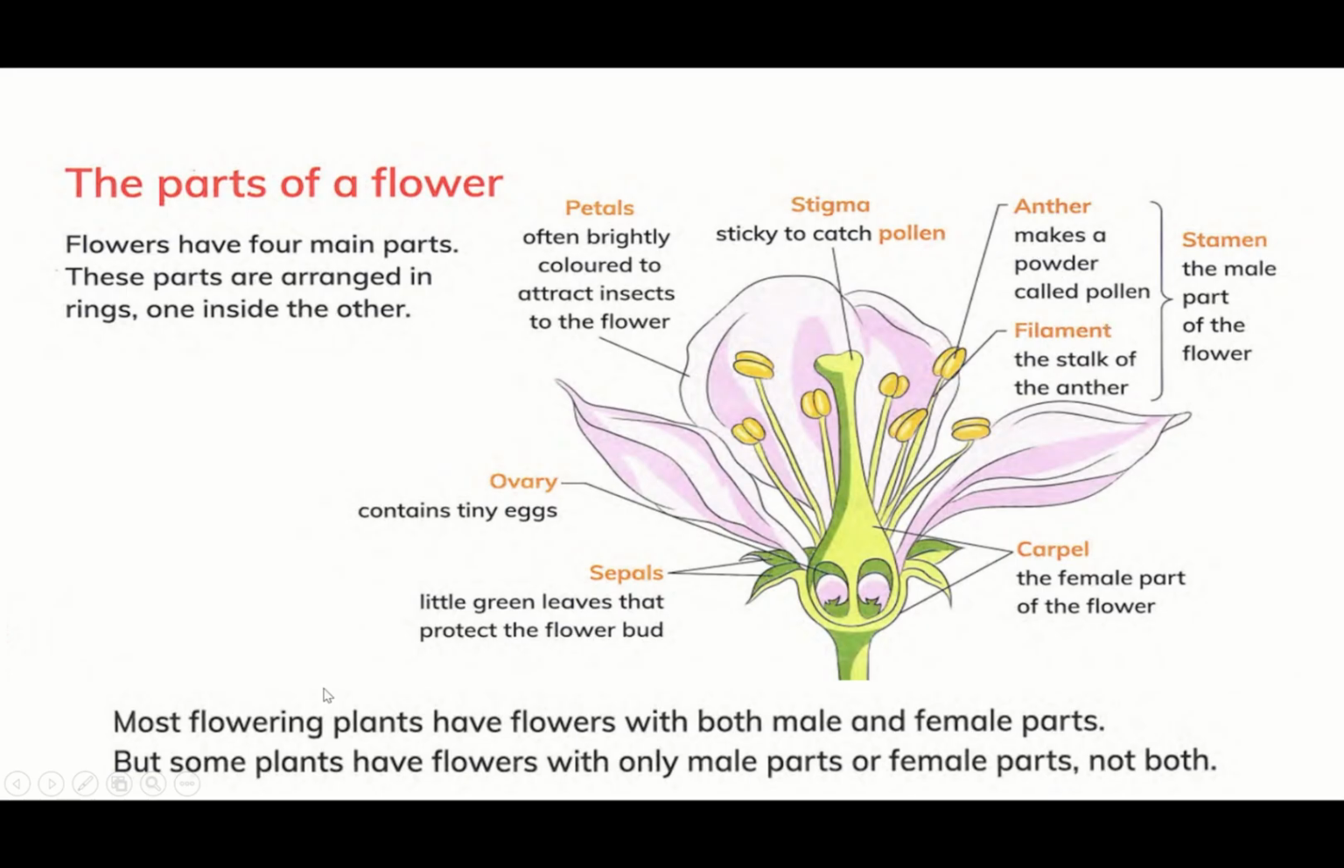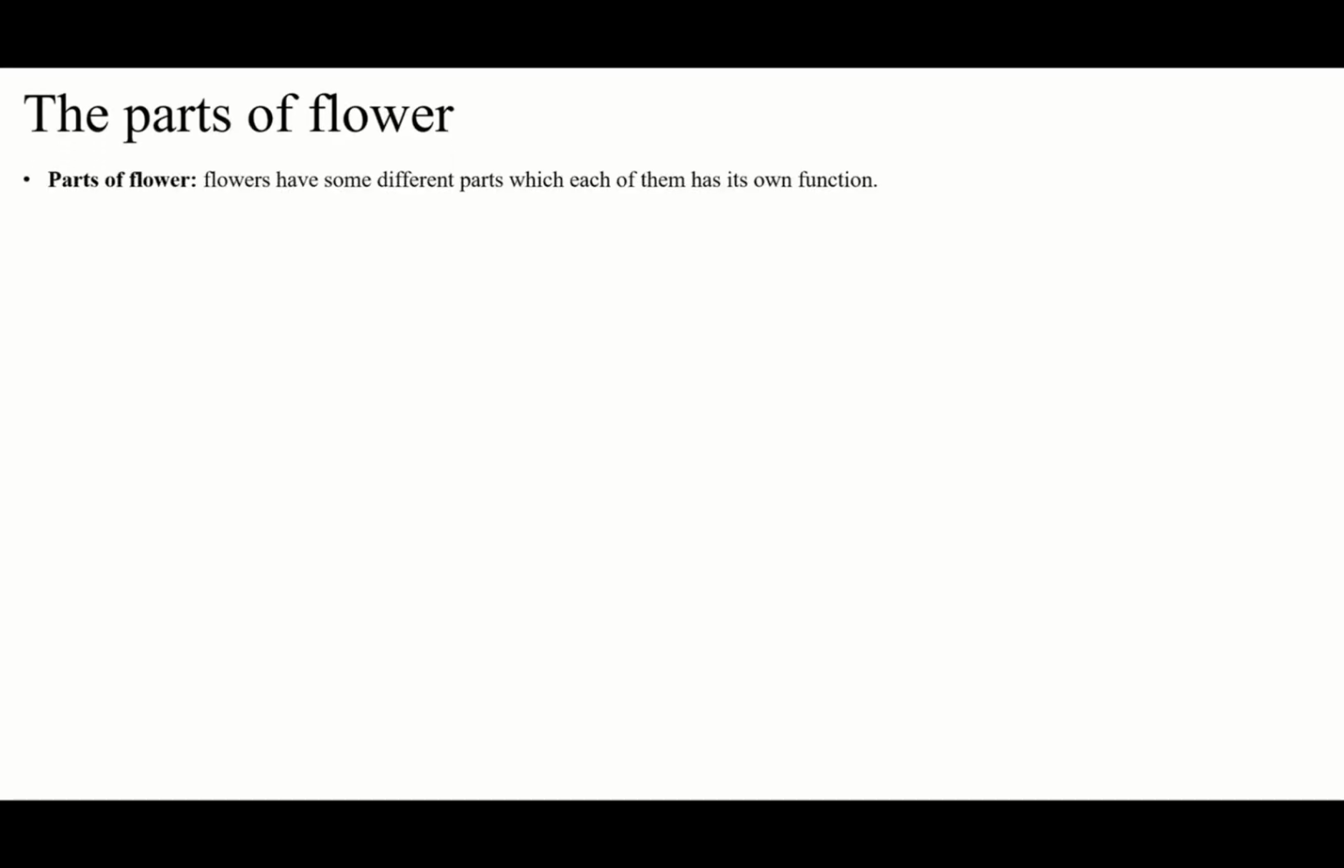And most of the flowering plants have flowers with both male and female parts. But actually it is possible for a flower to miss the male part. But you have to know that it is impossible to have a flower without the female part, without carpel. All the flowers must have the female part, but it's possible if the flower doesn't have the male part. So these are the parts of the flower. Again, these are the parts and their functions.